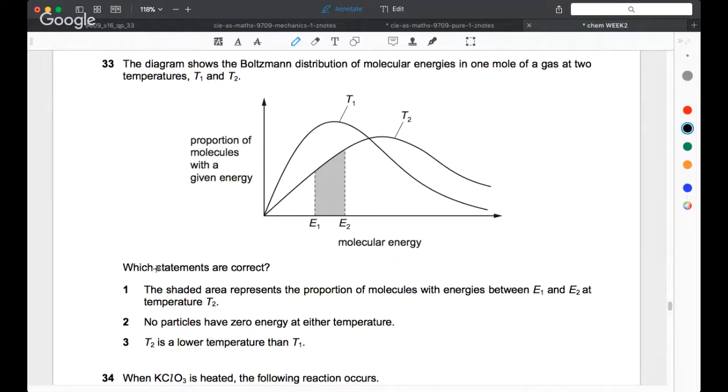The shaded area represents the proportion of molecules.